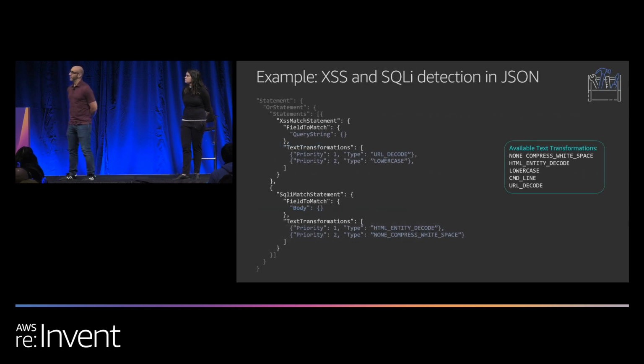So this is a good example of our new JSON document format and an OR statement. And so what I think you'll see as you look through this is it's a little bit easier to understand what's going on. So in this sense, I've got an OR statement that says, I want to match XSS on a query string, while prior to evaluating the rule, I want you to decode the URL and convert it to lowercase. And if there's a match there or a SQL injection match in the body after you've transformed using our HTML entity decode and our compressing white space transformations, this rule would match if either of those two statements is true.